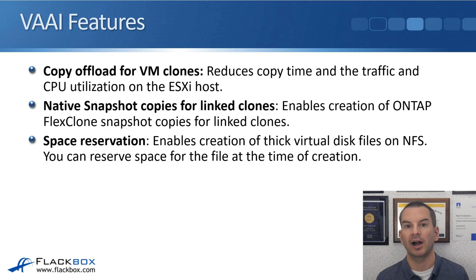So let's look and see what will actually be offloaded. First one is copy offload for VM clones. So if you are using a VM clone, it reduces the copy time and the traffic and CPU utilization on the ESXi host. Because the cloning copy takes place directly on the storage system, it doesn't have to come down and back through the ESXi host. Also, native snapshot copies for linked clones. It enables creation of ONTAP FlexClone snapshot copies for linked clones rather than VMware snapshots. And the ONTAP snapshots are better, they're more efficient, so you want to be using them.